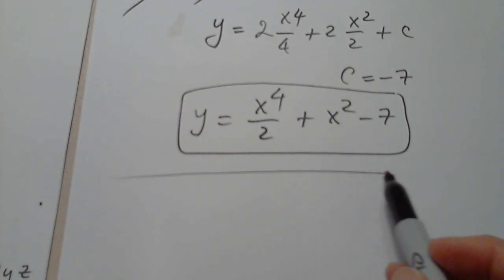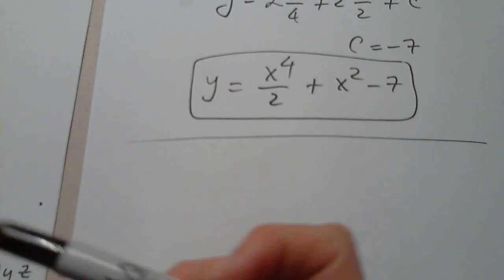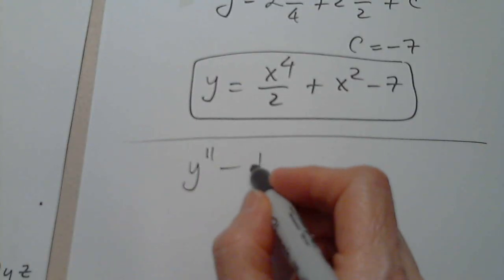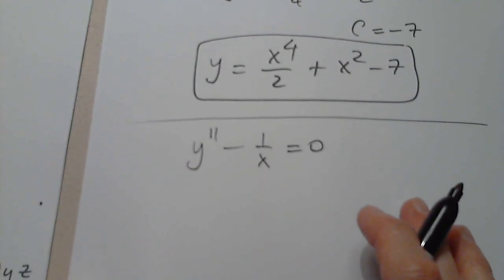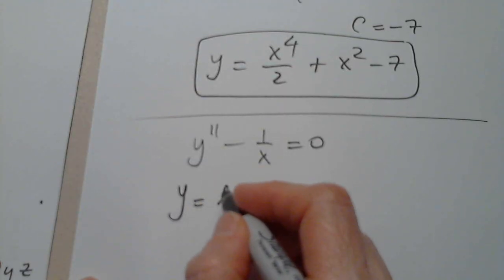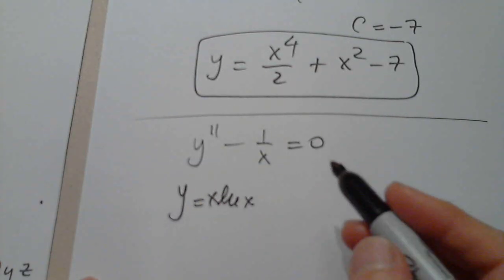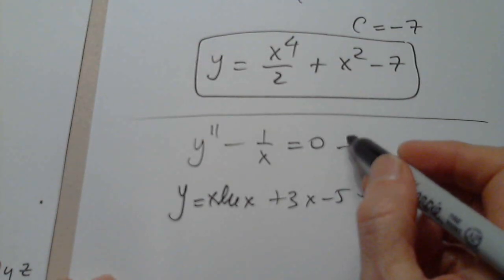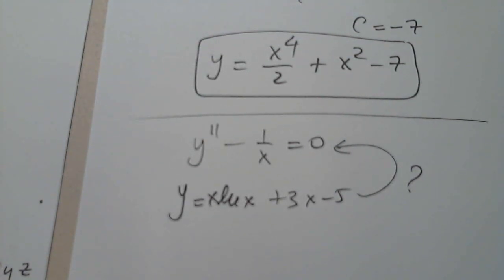Then we're given a differential equation, the second derivative minus 1 over x equals 0. And we're given a function, we did this in class together. And we're asked, is this a solution or not?